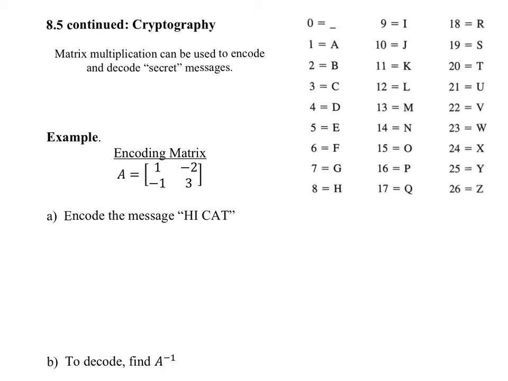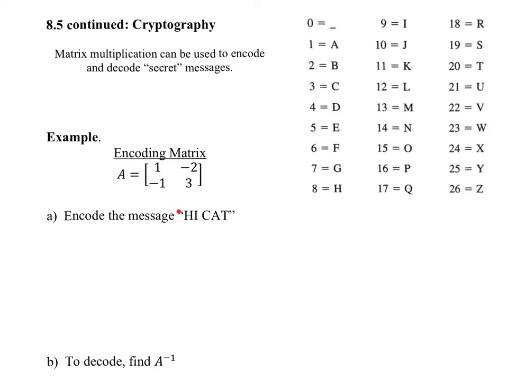The last application for 8.5 will be cryptography. Matrix multiplication can be used to encode and decode secret messages. Say you wanted to send a secret message to your friend, but you wanted to make sure whoever intercepted it could not easily decode it.